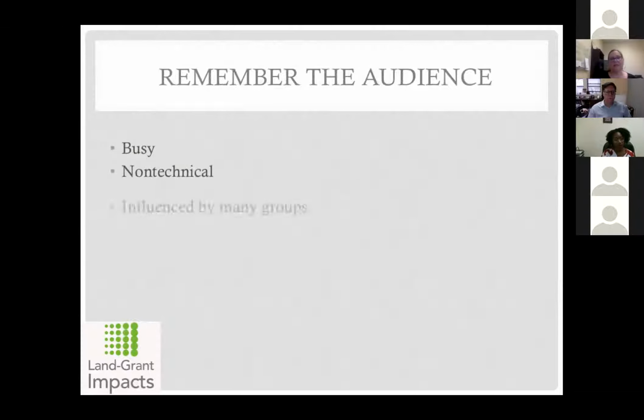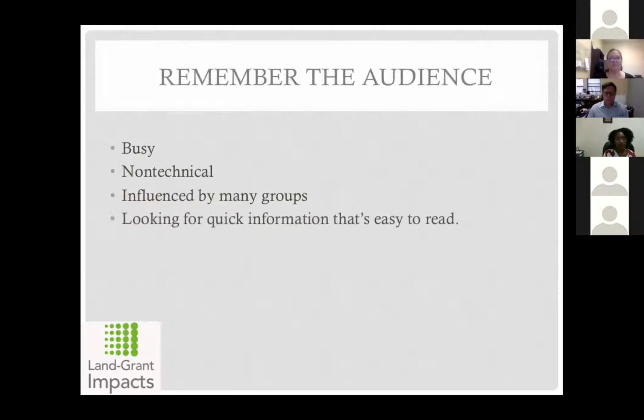So always remember that your audience is very busy. They're very non-technical. They don't know nearly as much about what we do as we do, and they want it in terms that are not technical so that it's easier for them to digest and understand. And we also have to remember that they are also influenced by a lot of different groups. So what's going to make them pay attention to our information as opposed to the 14 other groups who put information in front of them that day?